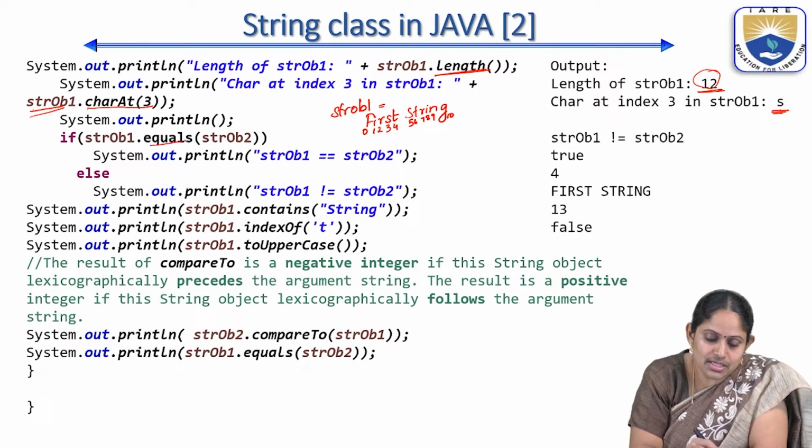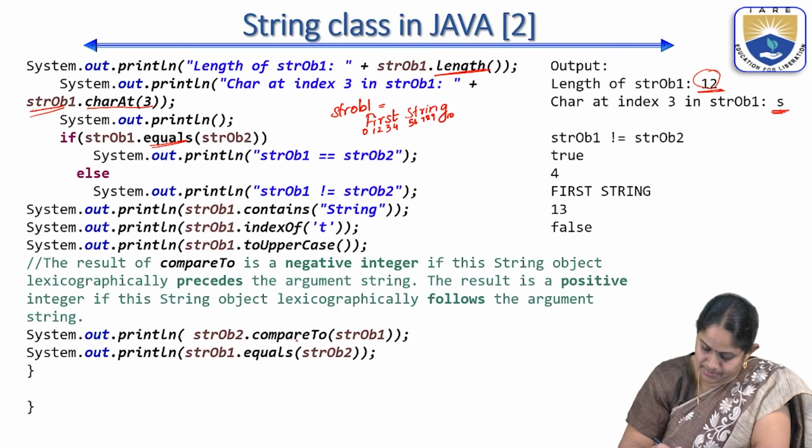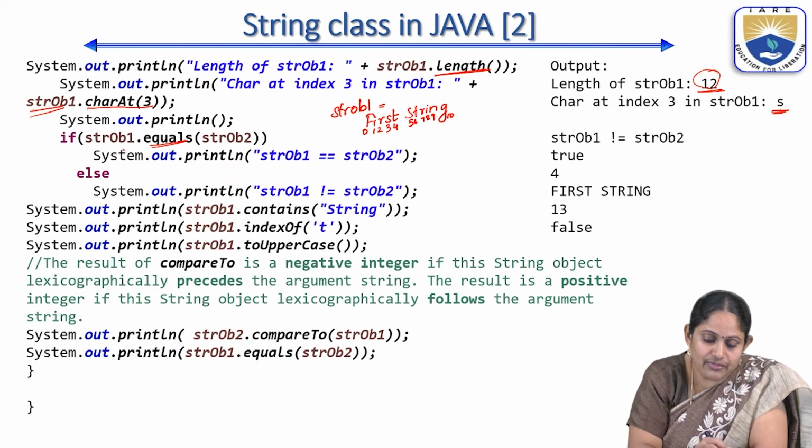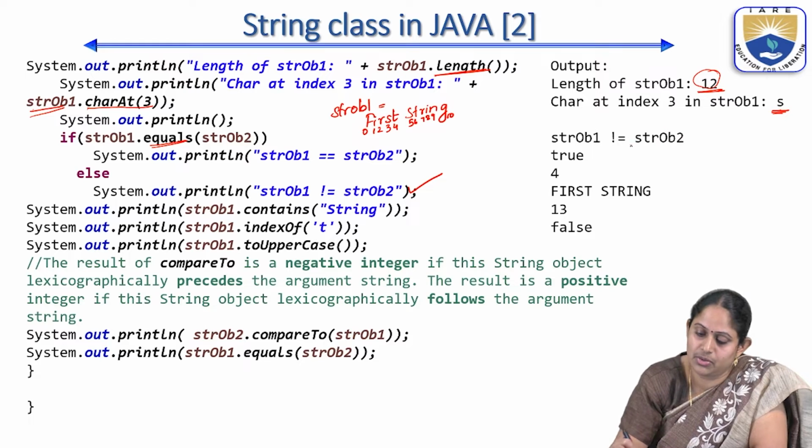Now we can use the equals method to check whether two strings are equal or not. strOb1 is first string and strOb2 is second string, so they are not equal. When we check, it finds that they are not equal. Hence this statement will be printed: strOb1 not equal to strOb2. So we got the output.